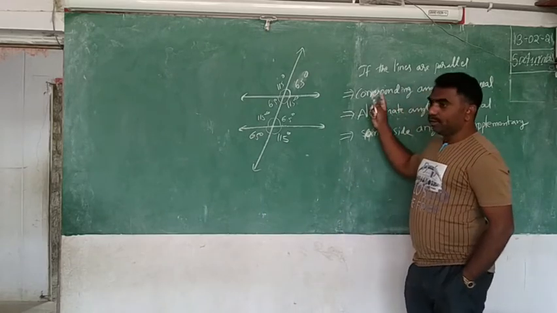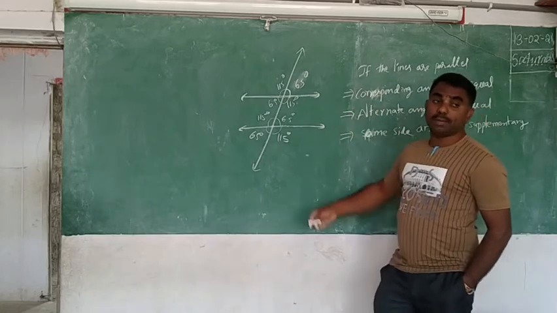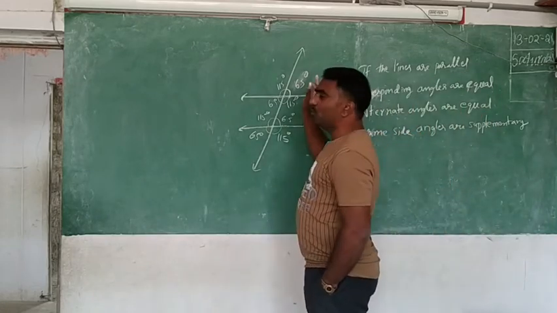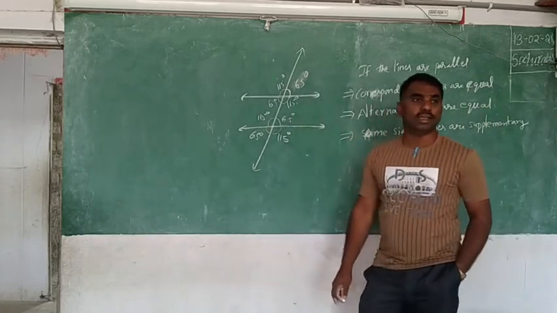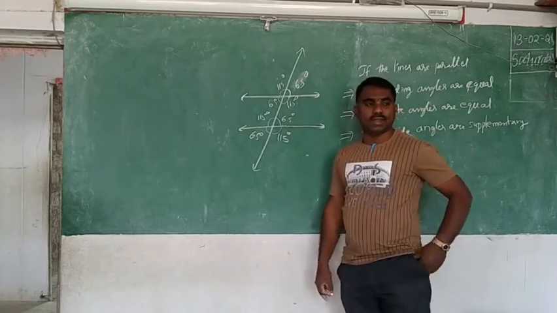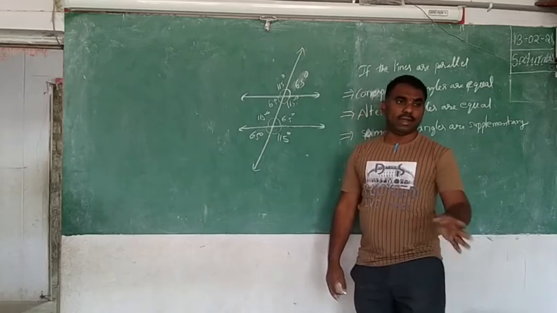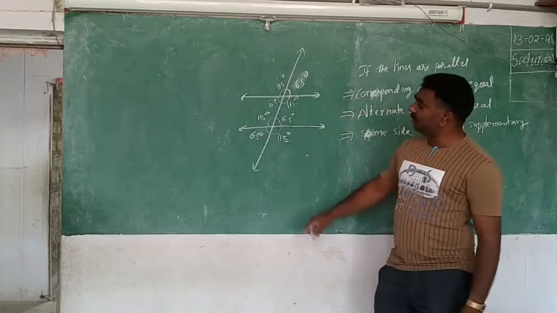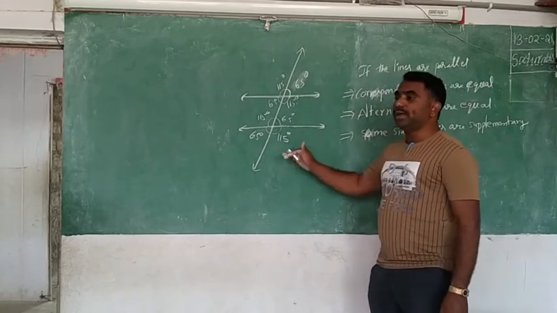So when they are non-parallel, you see there is no choice. There is no chance of getting equal. Maybe here one angle will come, here one angle will come. Corresponding angles are not equal. Alternate angles are not equal. When these lines are parallel, that time only it is parallel.